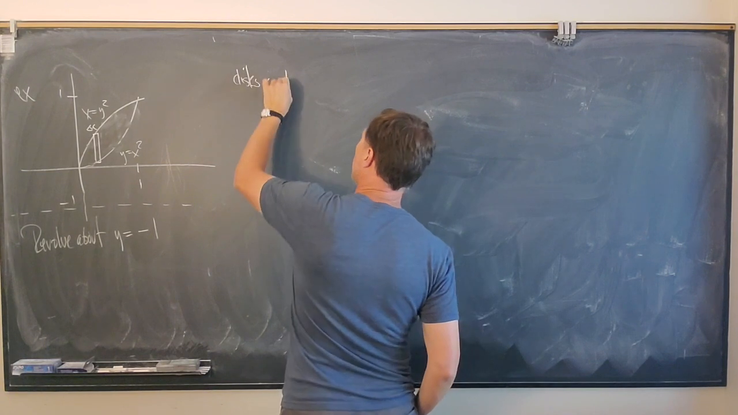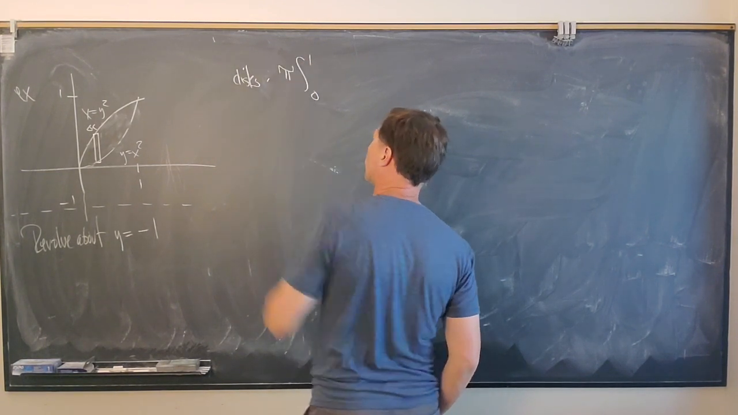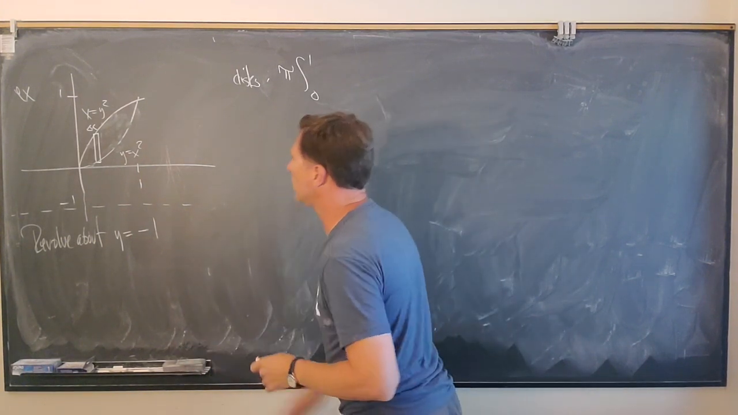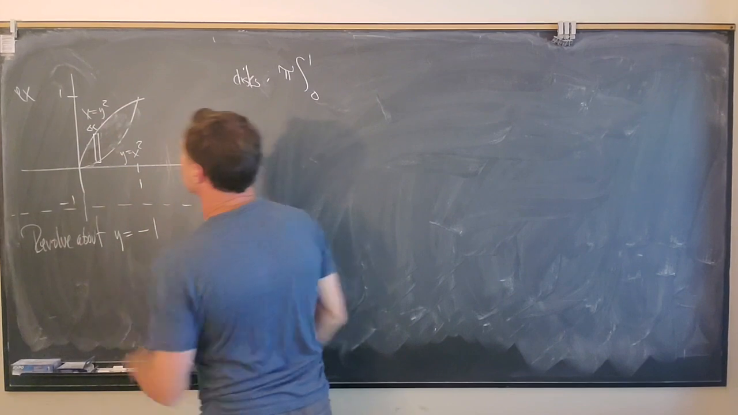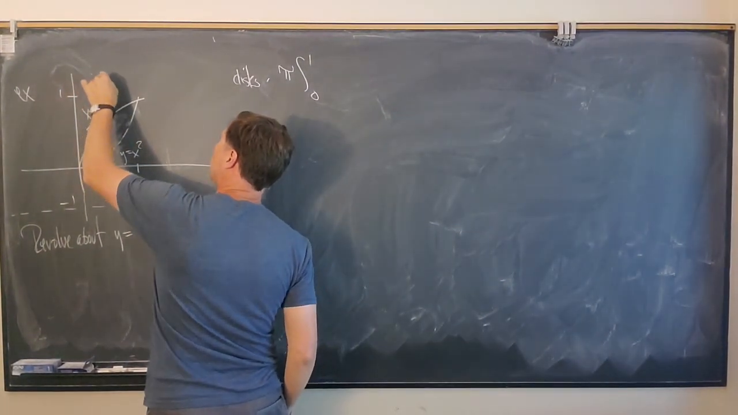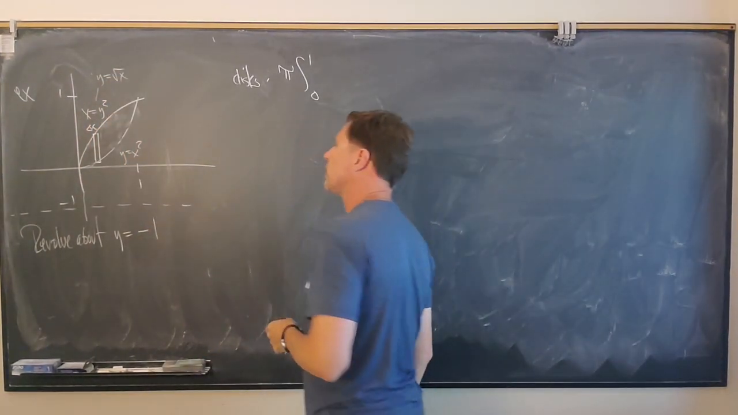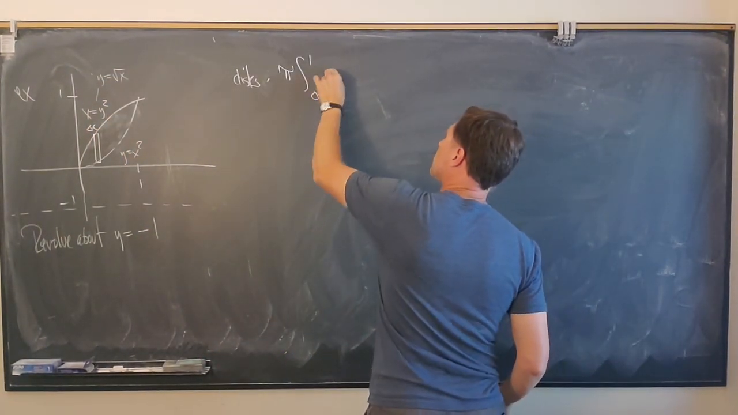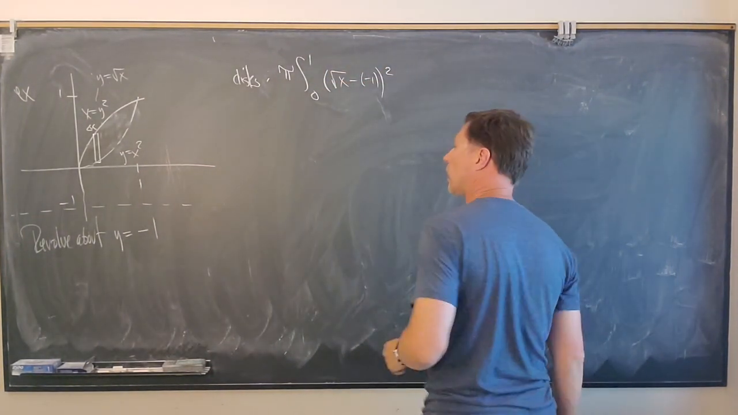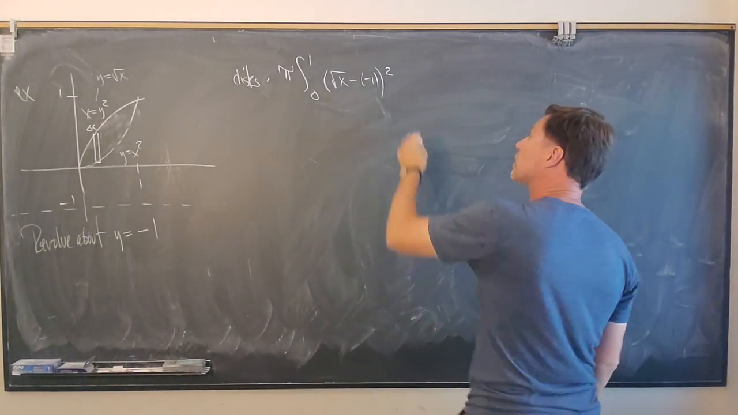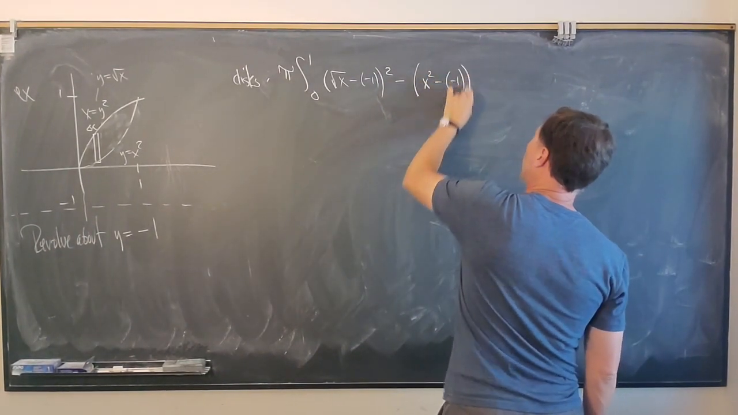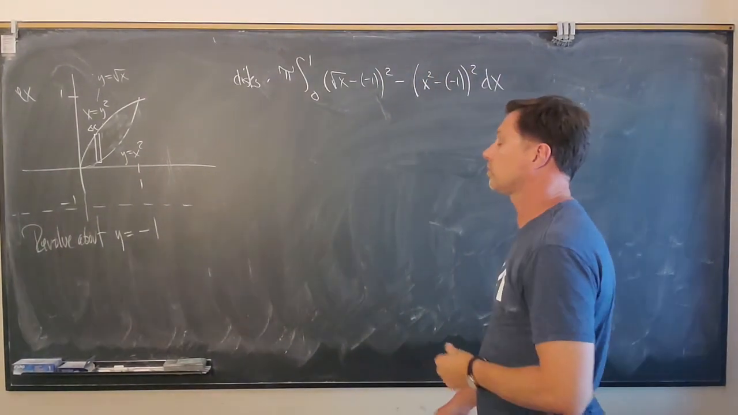So using the disk method, we're going to get pi times the integral from 0 to 1. And then it's going to be, let's see, the outer solid. Oh, and by the way, I need to solve here. This is y equals square root of x. So the outer solid, square root of x minus negative 1 quantity squared. Subtract away the inner solid, that's going to be minus x squared minus negative 1 quantity squared dx.